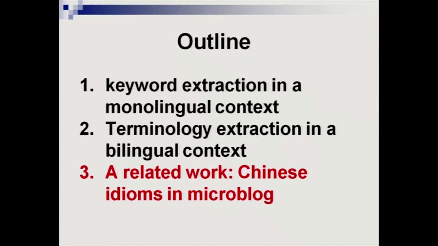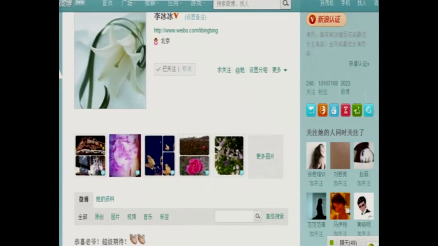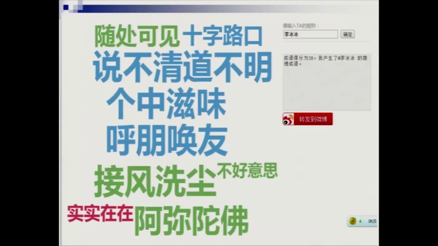The last part is related work. It's very simple. It's simply a keyword extraction we call Weibo microblog keywords. We expanded this algorithm to find idioms, traditional Chinese idioms, in the microblog of a user. For example, this is a very famous Chinese movie star. For her blog, the program can generate a blog cloud for her automatically.